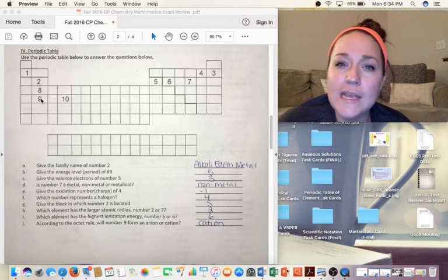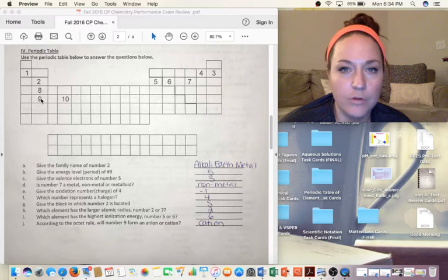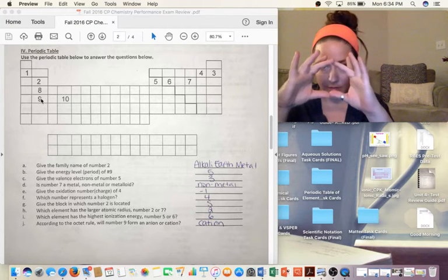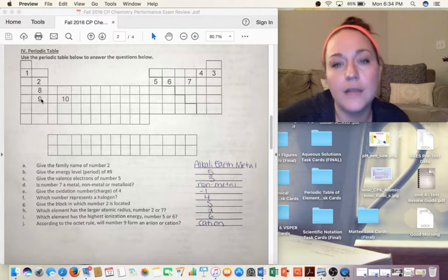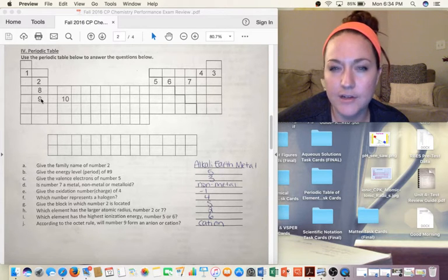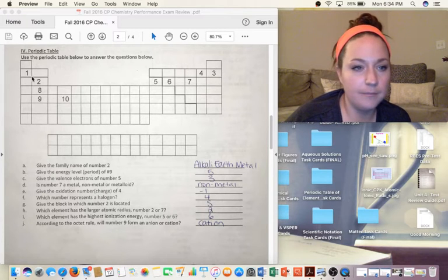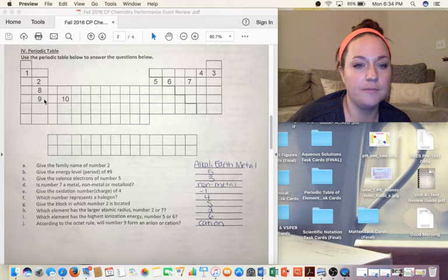When we say energy level, we're talking about the Bohr's model. When we drew out those crazy rings going around with our electrons, each of those rings are a separate energy level. So for number 9, he is going to be on the 5th energy level.